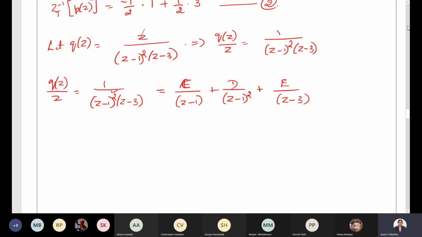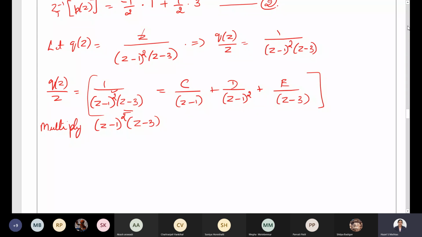This is what we take. Okay, so C over (z minus 1), plus D over (z minus 1) whole square, plus E over (z minus 3). Next, what do we do? We multiply by the denominator term, that is (z minus 1) whole square into (z minus 3), to this entire expression.